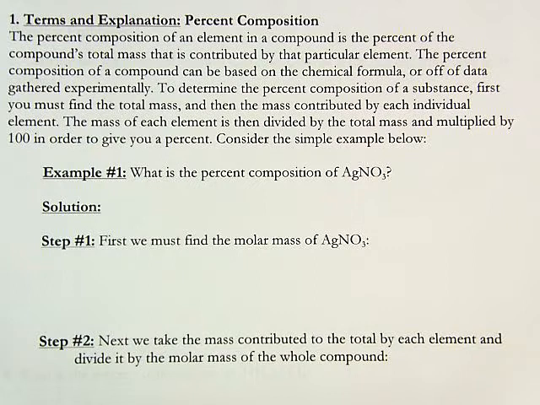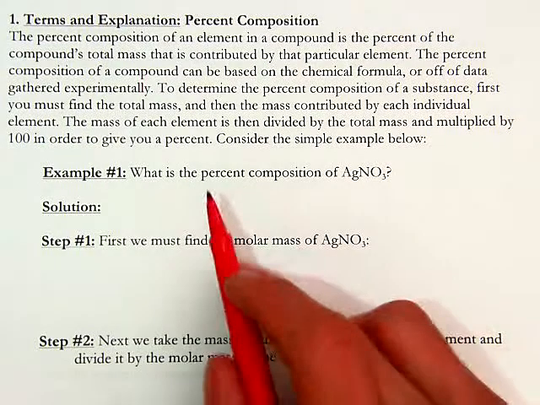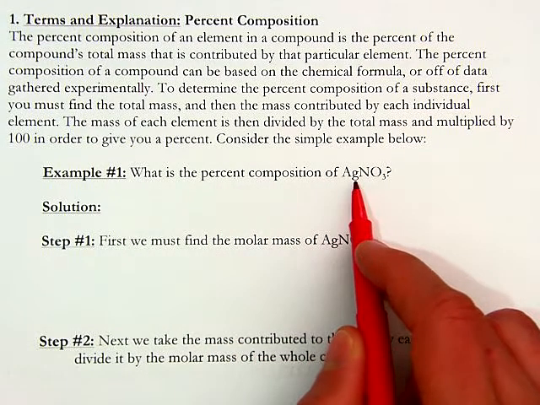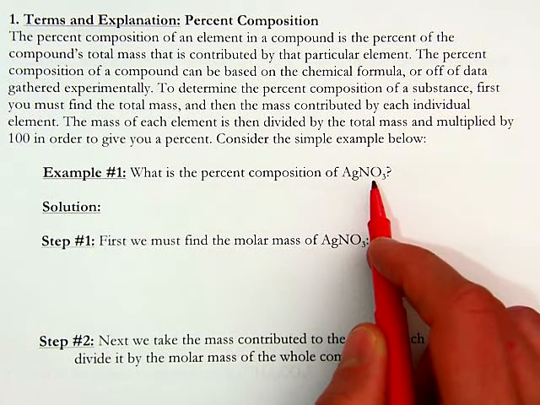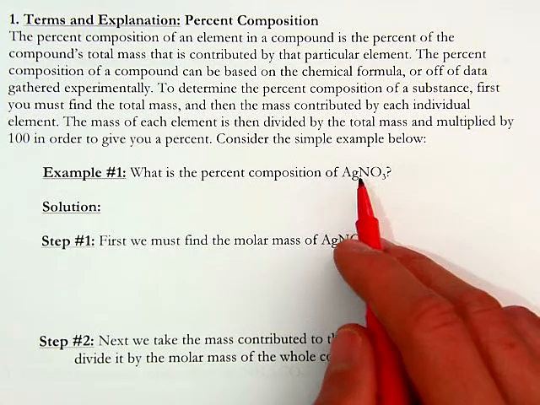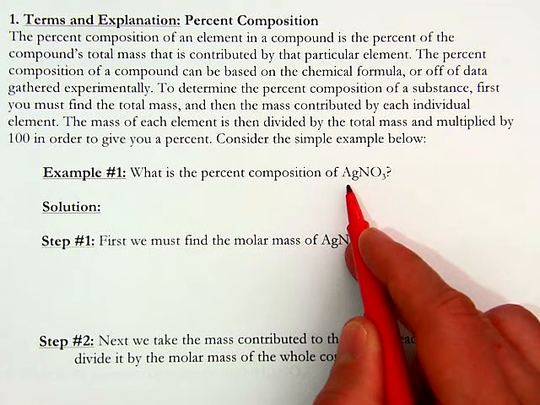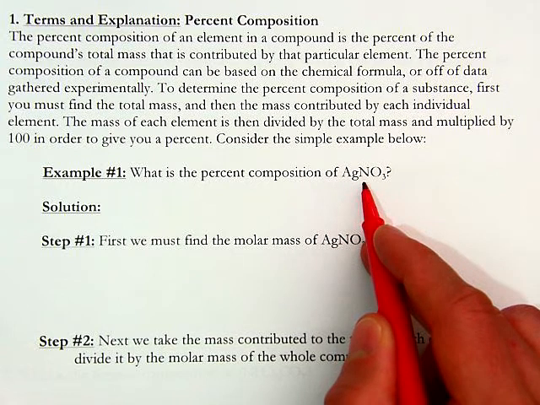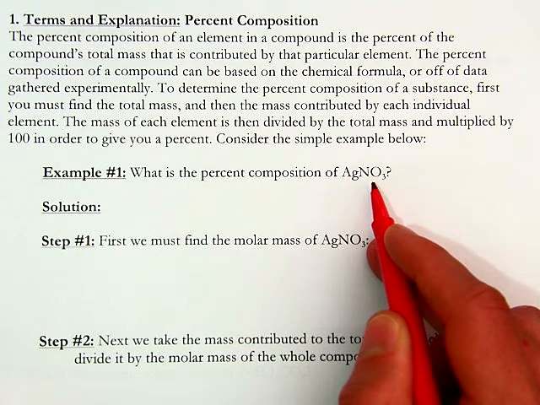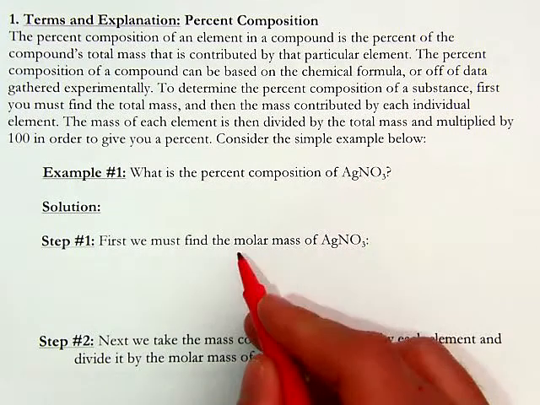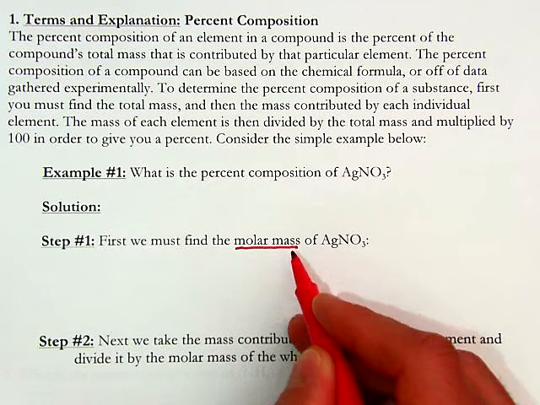So these are pretty easy problems. This says, what's the percent composition of AgNO3? Thinking about it another way, we're wondering, how much of this compound's mass is contributed by Ag? How much is contributed by nitrogen? And how much is contributed by oxygen? So the first question is, how much does the whole thing weigh? That is, what's the molar mass of the substance?